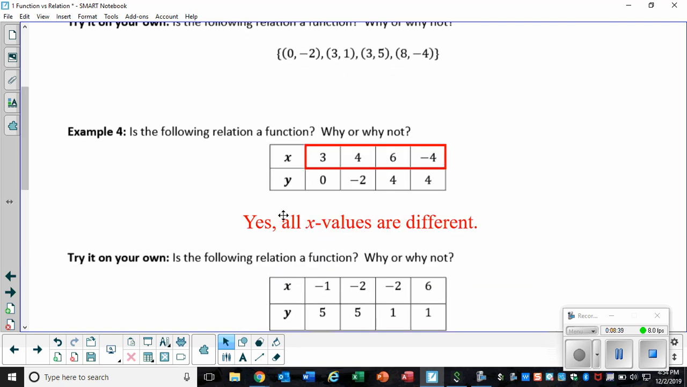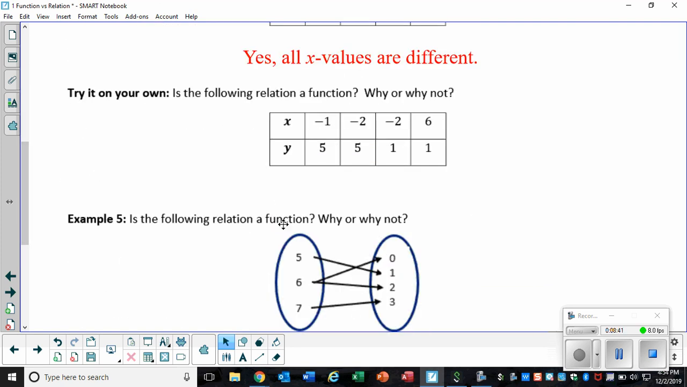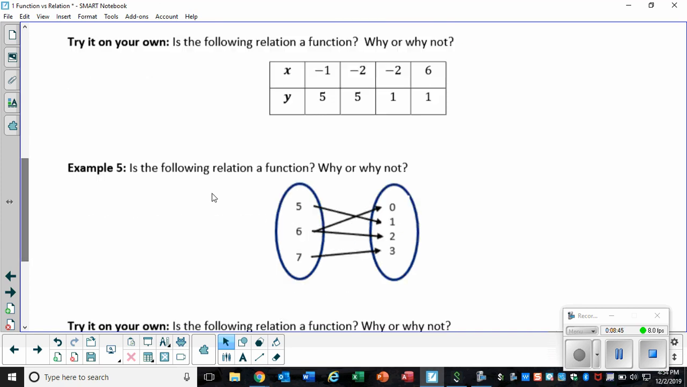Example 5, this is called mapping, like a mapping diagram. What it is, in this first bubble, sorry, my dog is chewing on a bone right next to the microphone. So this first bubble are the x values, the second bubble is the y values, and the arrows tell you how they match up. Okay?